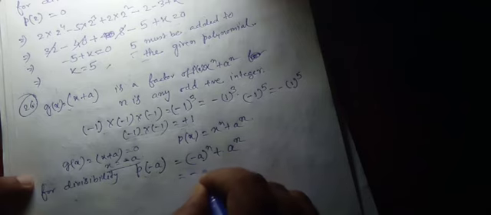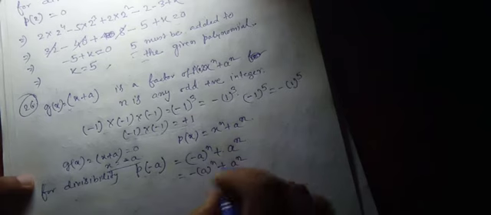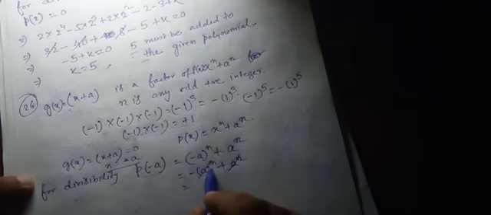Now, since g(x) equals x plus a, setting it to 0 gives x equals minus a. That's why I am finding p of minus a. p of minus a equals minus a to the power n plus a to the power n. These cancel out, so it will be 0. So my p of minus a becomes 0.